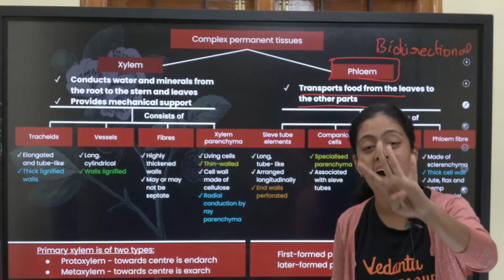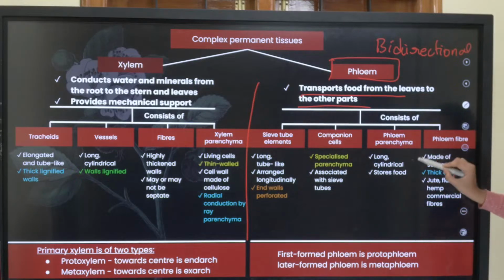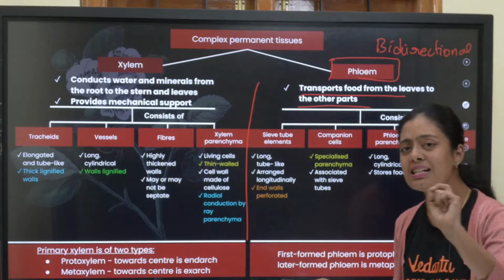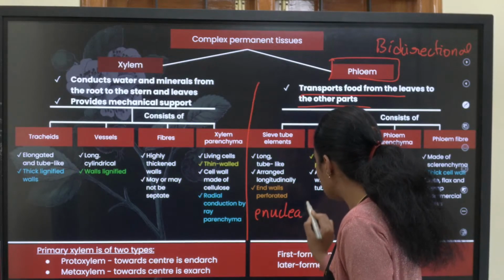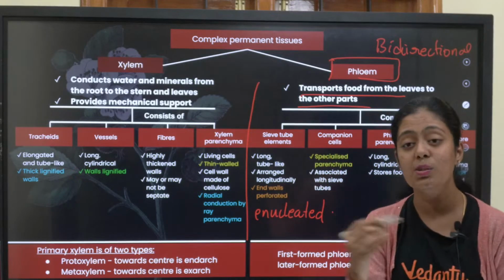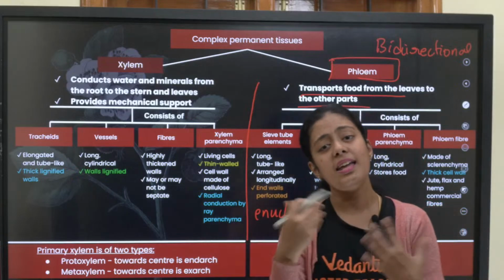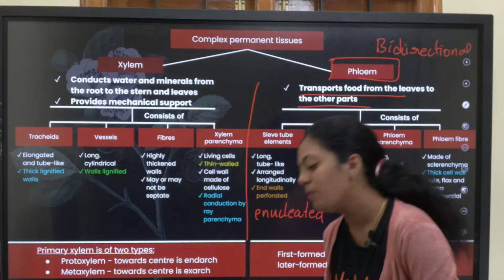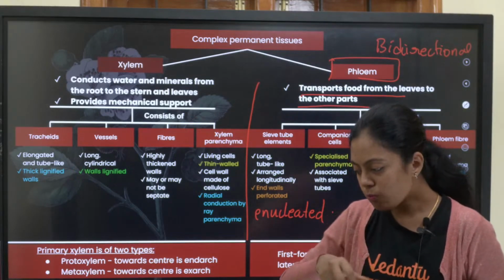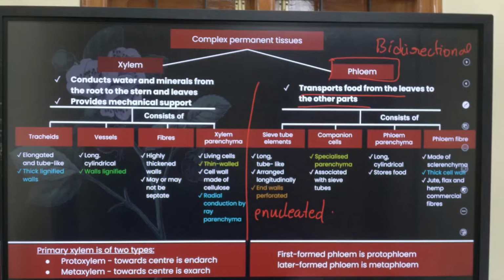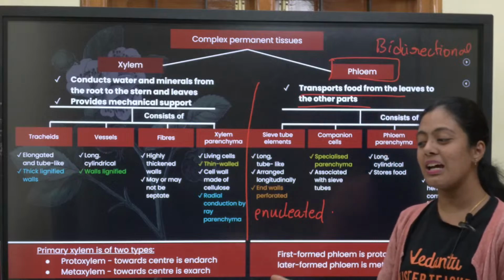My phloem has 4 important cells: sieve tube, companion cells, phloem parenchyma, phloem fibers. An interesting thing is that your sieve tube does not have a nucleus. They are enucleated. They can ask you which plant cell does not have a nucleus? Sieve tube. Can anyone tell me which animal cell does not have a nucleus? The plant cell which is enucleated is the sieve tube element. The animal cell which is enucleated, absolutely correct, is the RBC.